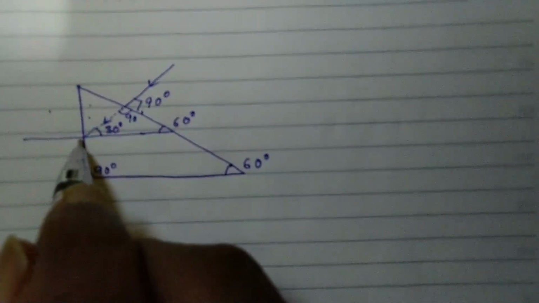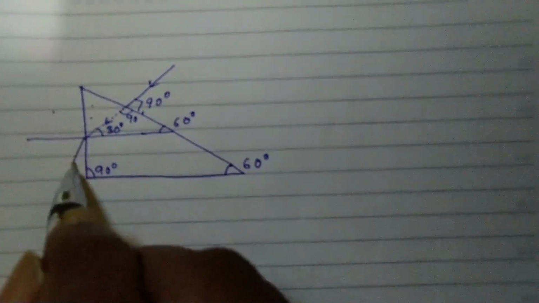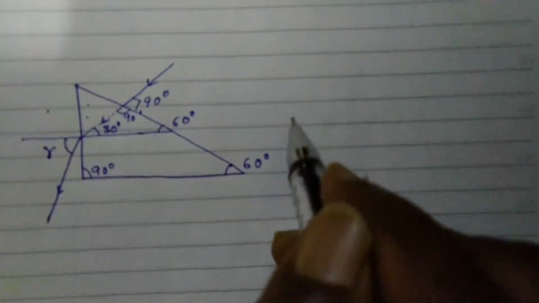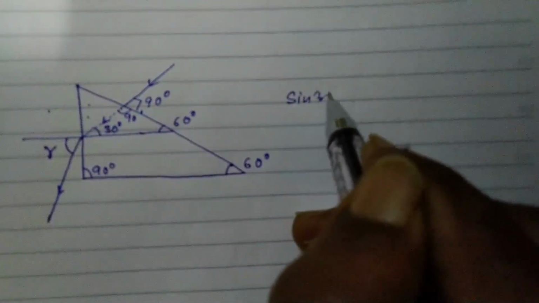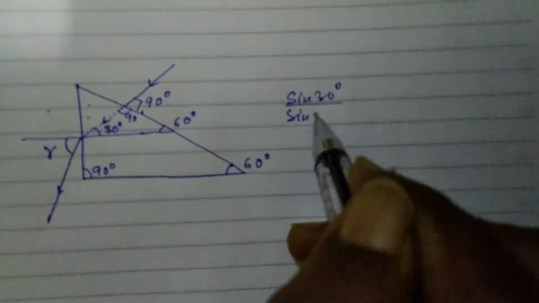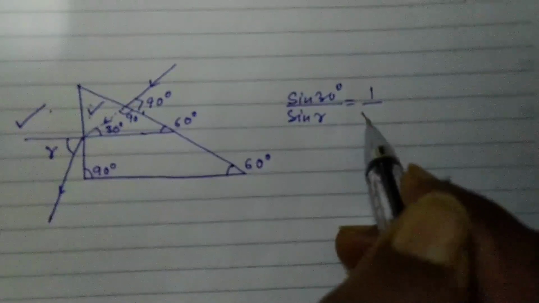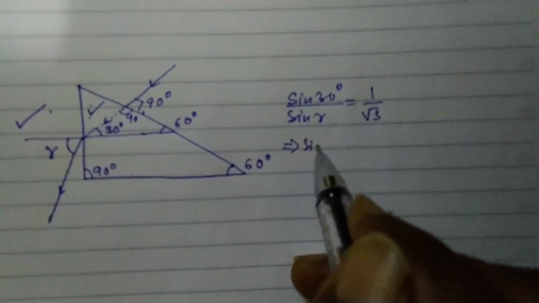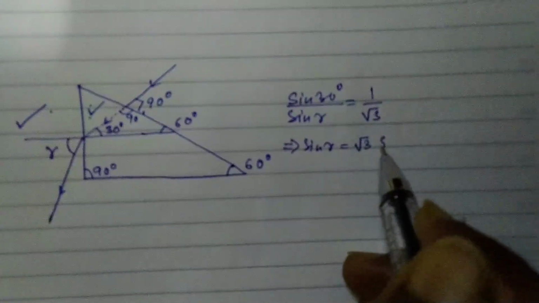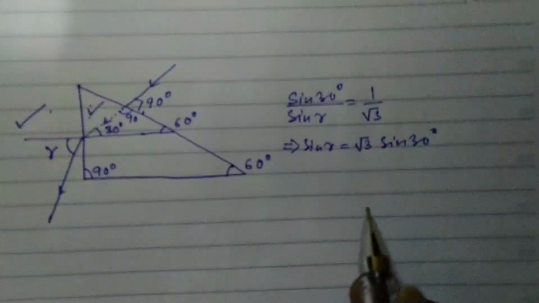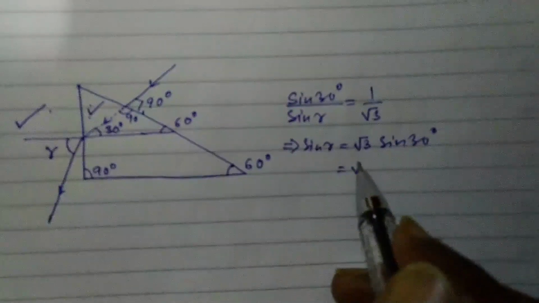Now as this medium is denser and this medium is rarer, the light would get deviated away from the normal. So the light would get deviated like this, and this is my angle of emergence. Now according to Snell's law I can write that sin 30 degree divided by sin r is equal to the refractive index of this medium, which is equal to 1, divided by the refractive index of this medium, which is equal to √3. So sin r is equal to √3 sin 30 degree, and we know that the value of sin 30 is equal to half.